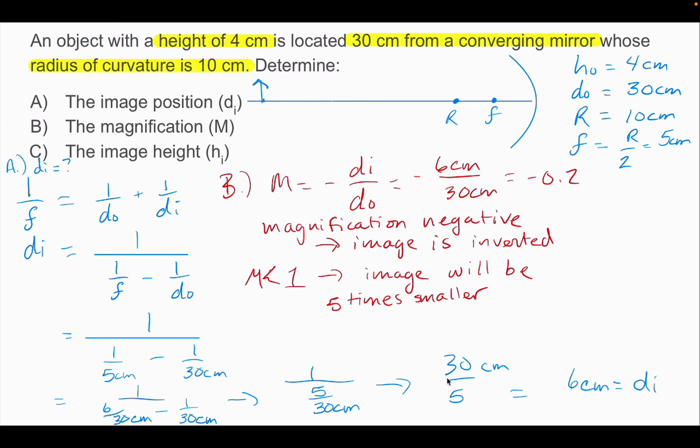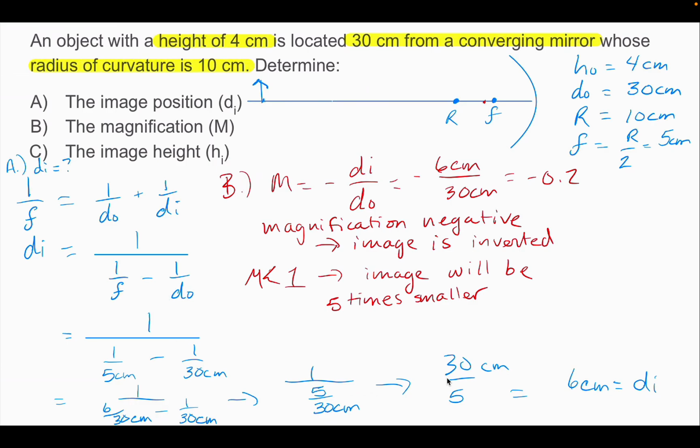So if I want to figure this out now, I know that my DI is going to be at about 6 centimeters. And if I gauge that R to be at 10 centimeters, well, 6 would have it right here or so.